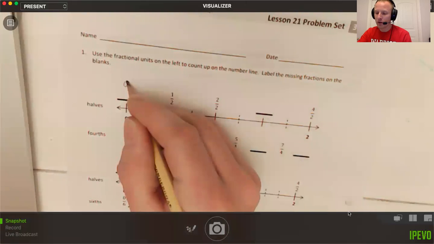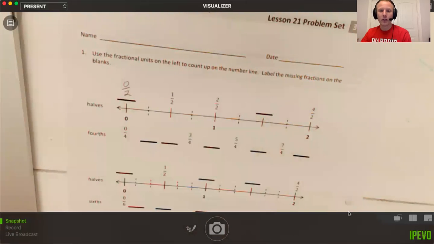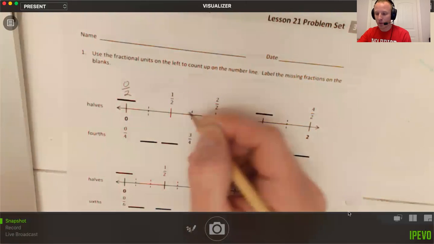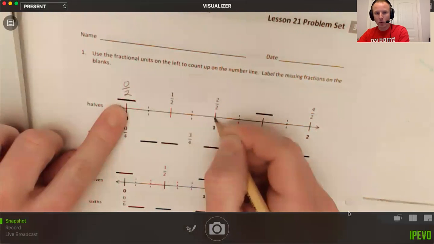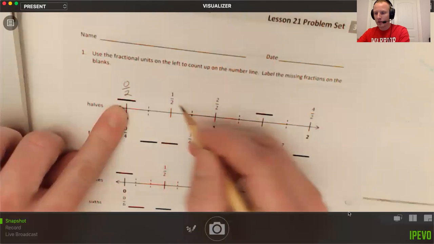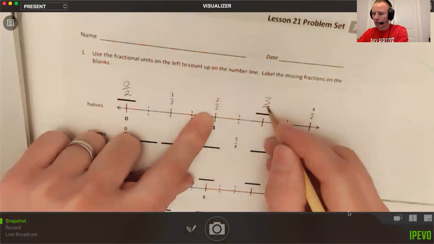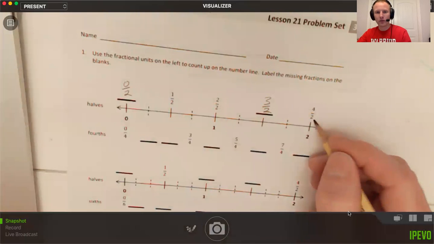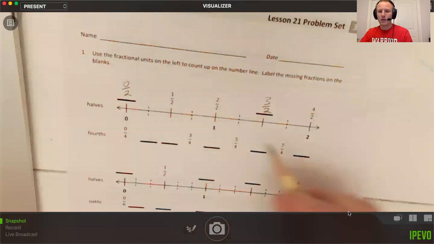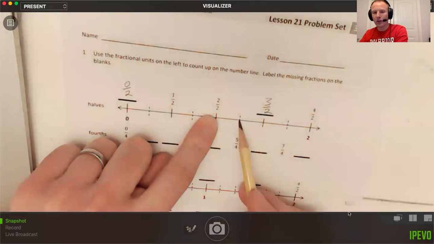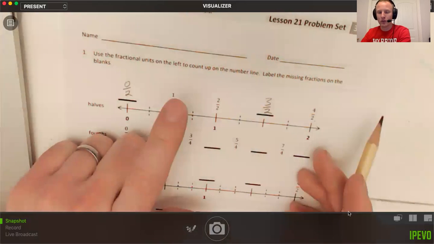At 0, I'd have 0 halves, right? I'm not halfway through 0 to 1 there. So I have 1/2, and then 1 equals 2 halves. And then this is 3 halves, and that's 4 halves. Notice that between 1 and 2, the halfway point's right there. These dotted lines have nothing to do with halves.